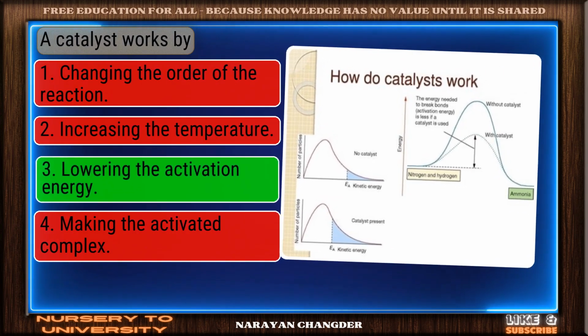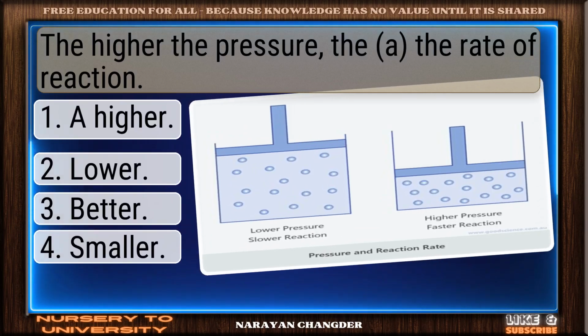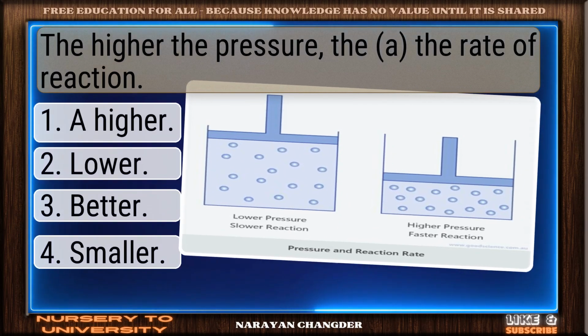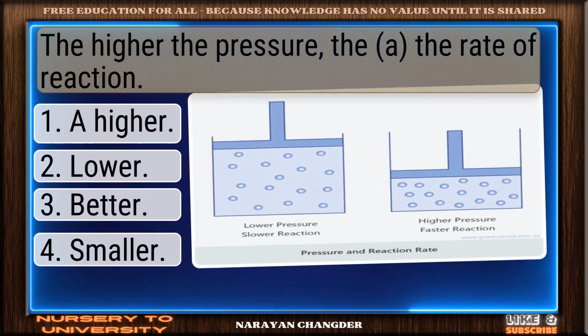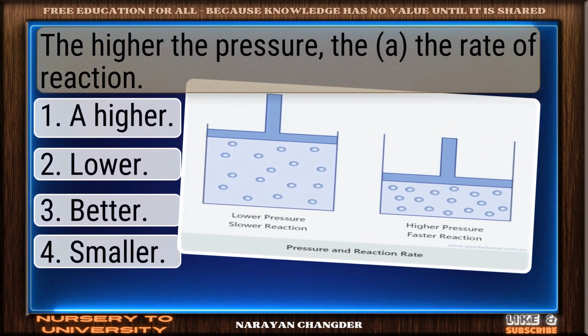Exactly, lowering the activation energy. The higher the pressure, the dash the rate of reaction. Option 1, higher. Option 2, lower. Option 3, better. Option 4, smaller.